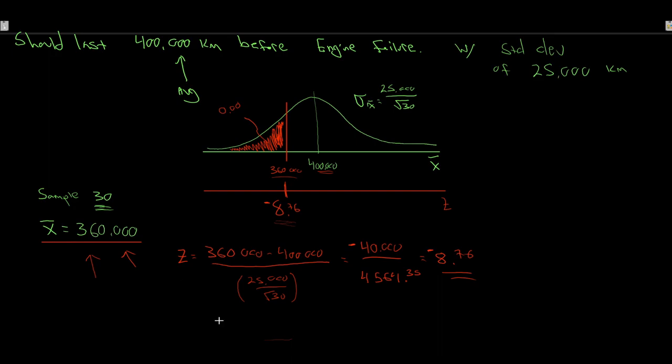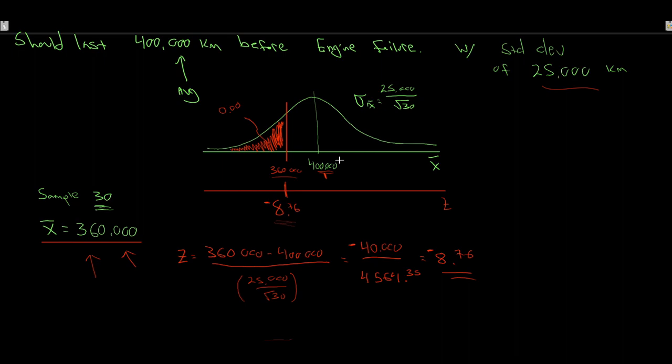If these vehicles should be lasting 400,000 K, as the manufacturer claims, with only a standard deviation of 25,000, well, if we pulled out a sample of vehicles, we should have got an X bar much closer to 400,000. The fact we obtained this sample mean is pretty strong evidence that the manufacturer's claims are false. Okay, that's the idea behind hypothesis tests.